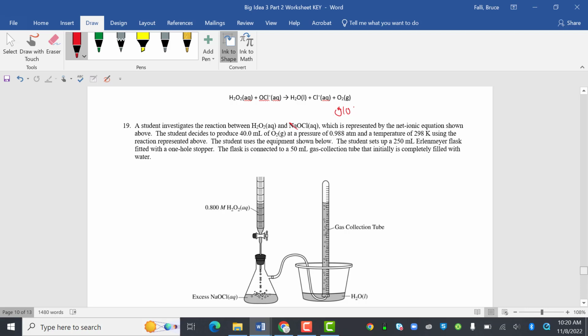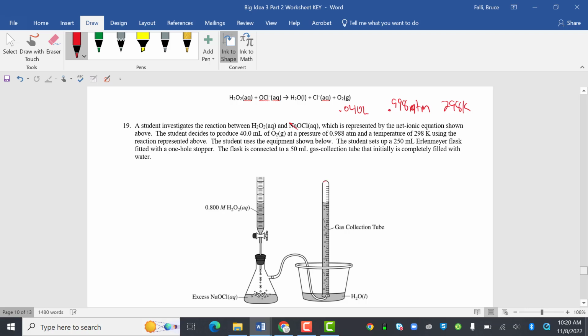I'm going to write it neater. 0.040 liters of oxygen at a pressure of 0.998 and 298 K using the reaction represented above. The student uses the equipment shown below. The student sets up a 250 milliliter Erlenmeyer flask fitted with a one-hole stopper. The flask is connected to a 50 milliliter gas collection tube that initially is completely filled with water.